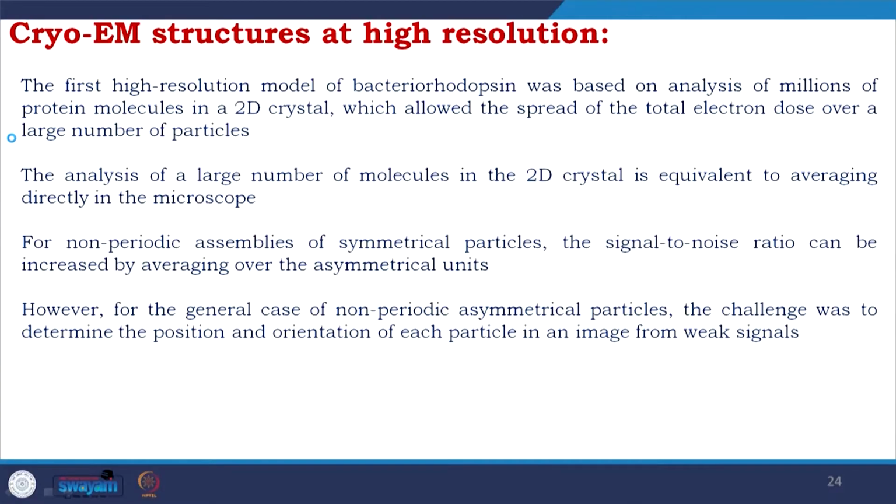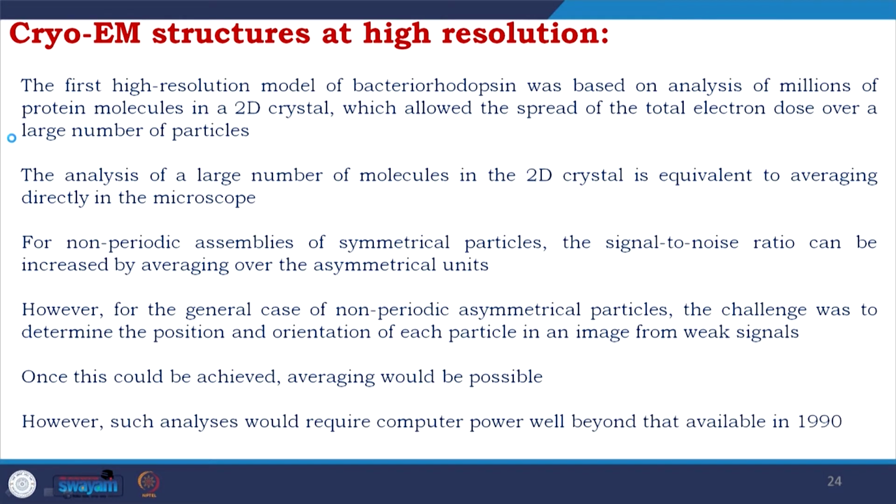However, in the general case of non-periodic asymmetrical particles, the challenge was to determine the position and orientation of each particle in an image from weak signals. Once this could be achieved, averaging is quite possible. However, such analysis would require computer power well beyond what was available at that time in 1990, because with so many micrographs you have to do a simulation.